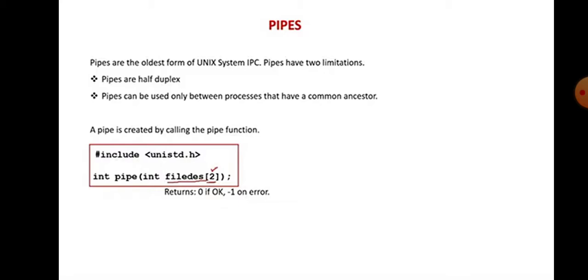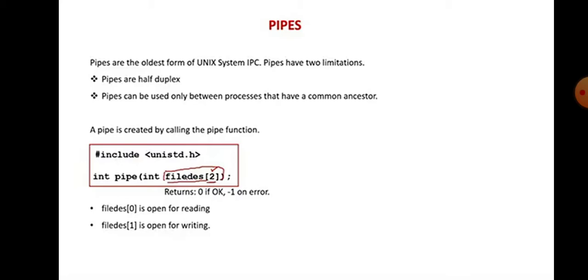The 2 file descriptor values are written to this file descriptor argument. File descriptor 0 is open for reading, and if you make a guess, file descriptor 1 is open for writing, right? No brainer. Yes. So the output of file descriptor 1 is the input for file descriptor 0.